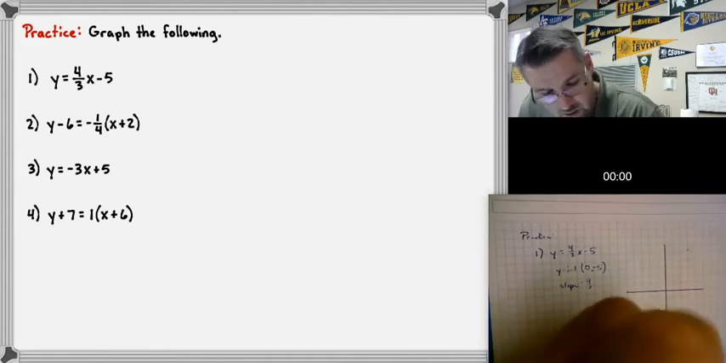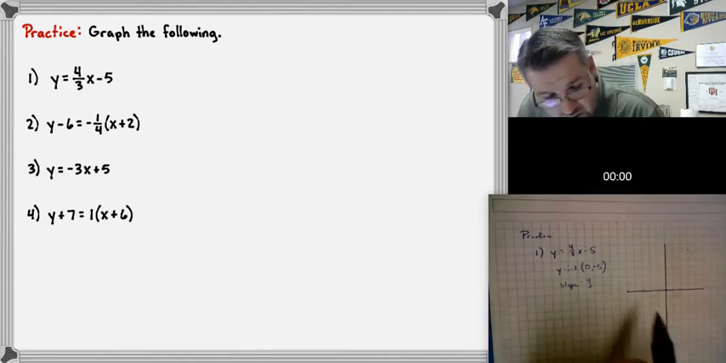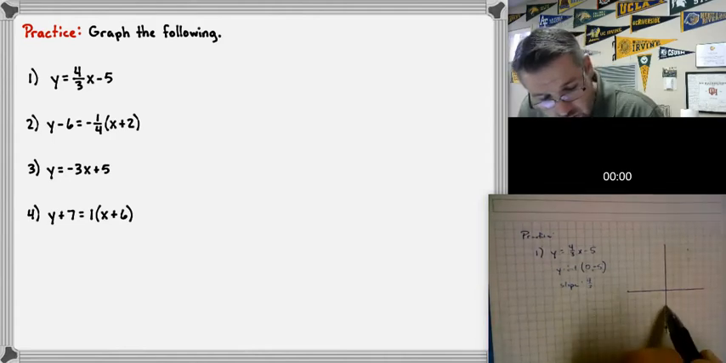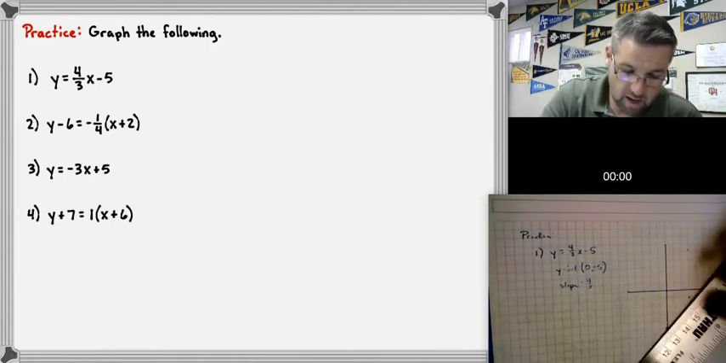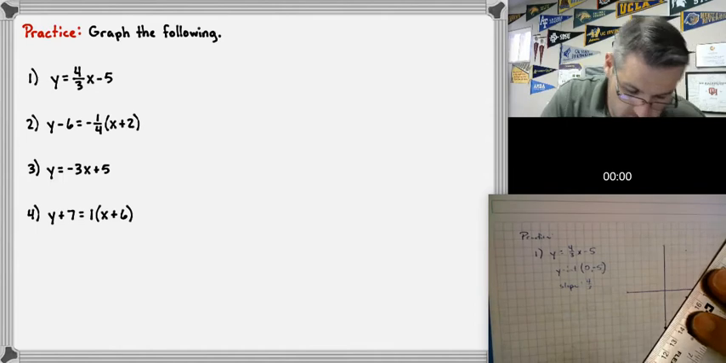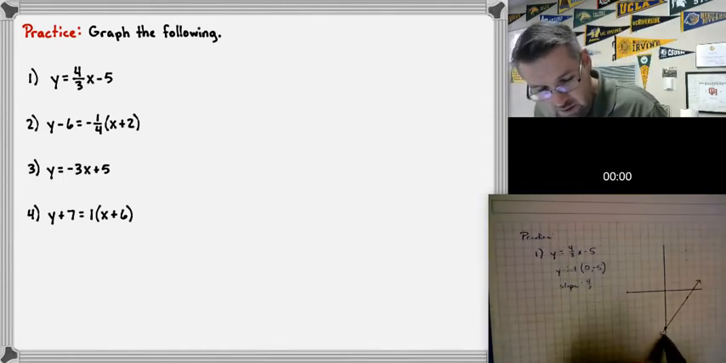Oops, I went a little off the page here for my graph. I'm going to go down 5. And then from there, this is a positive 4/3. So I'm going to go up 1, 2, 3, 4, over 1, 2, 3, put a point. And then if I could keep going on the graph that I drew, I would, but I'm just going to go ahead and connect those dots, and there is my line.